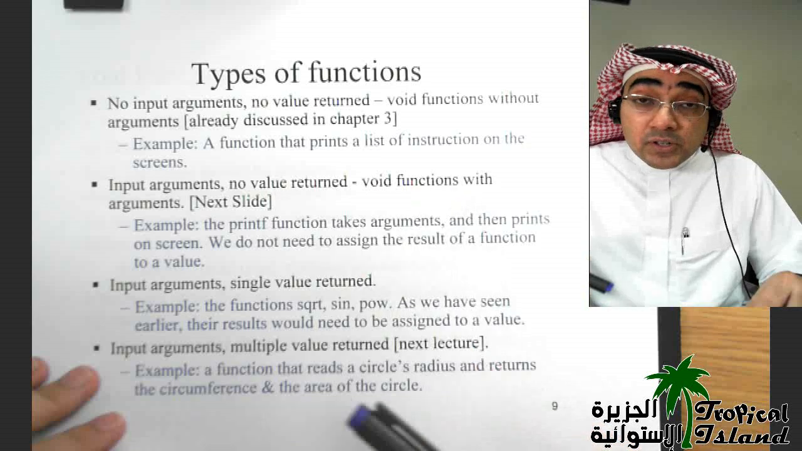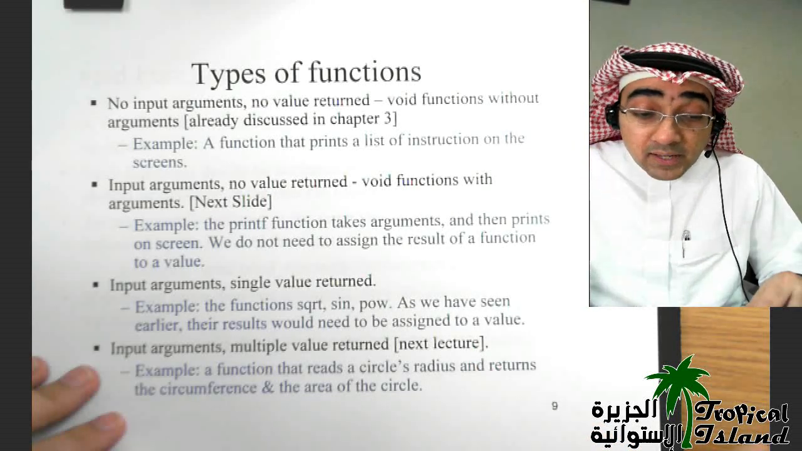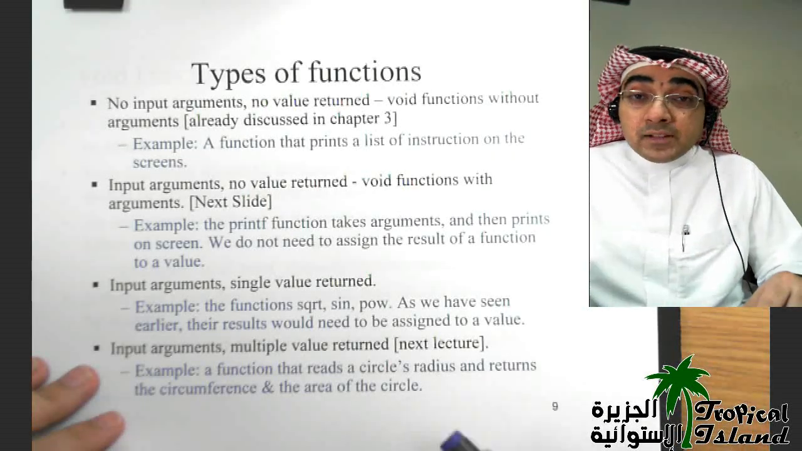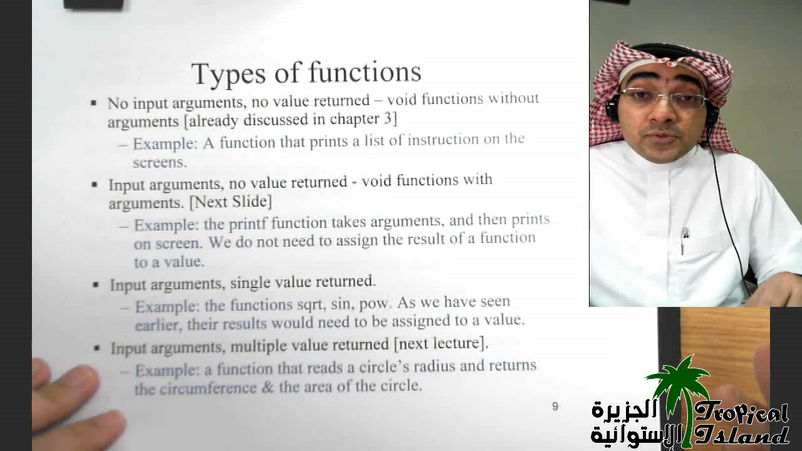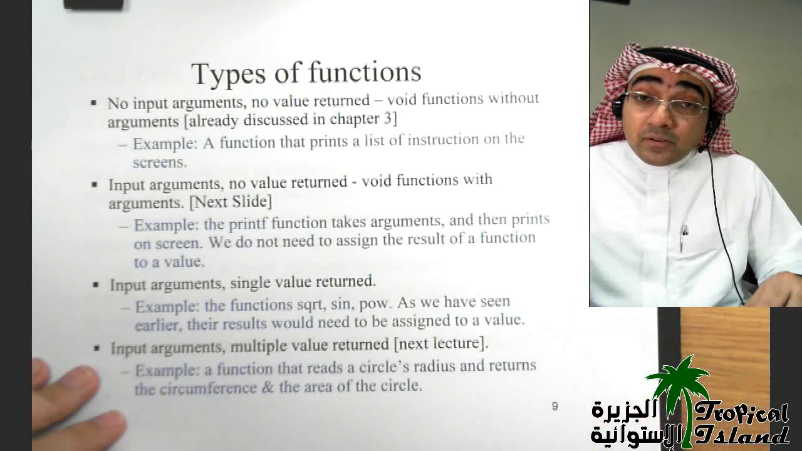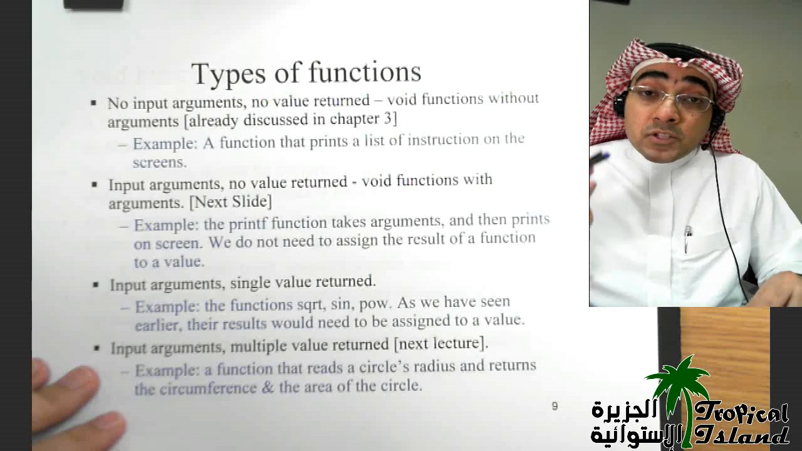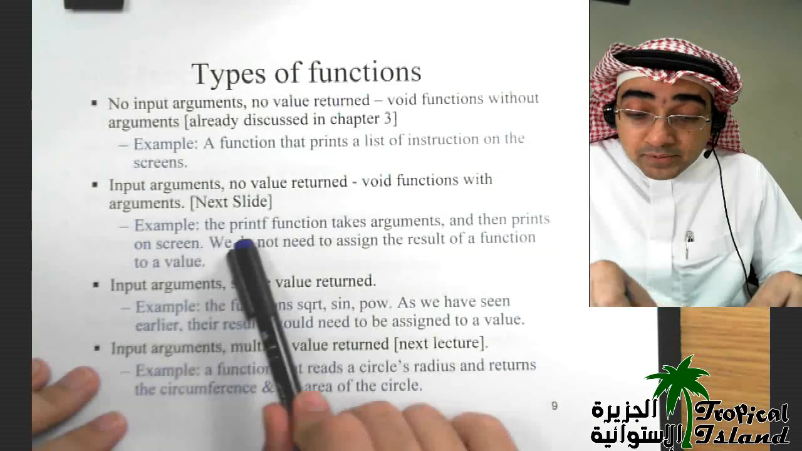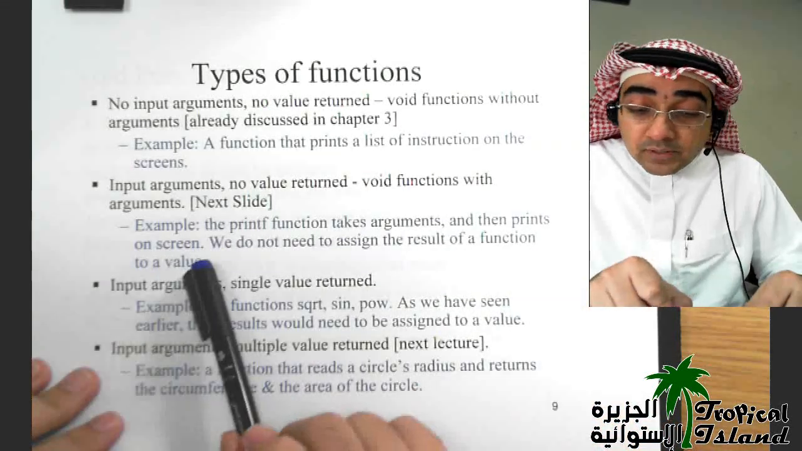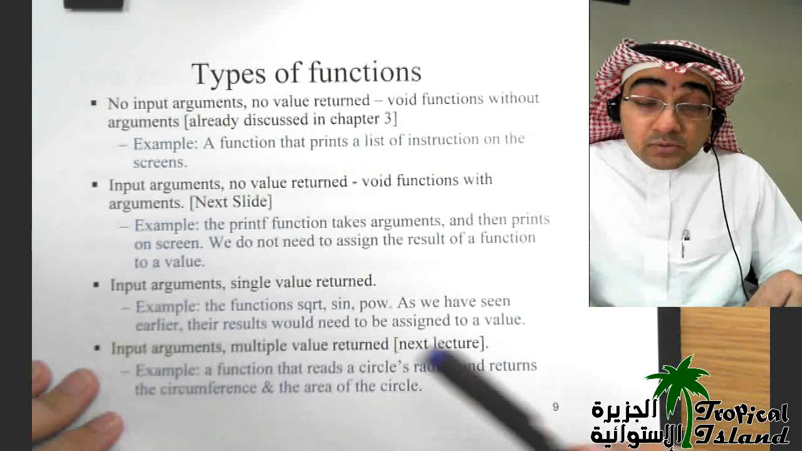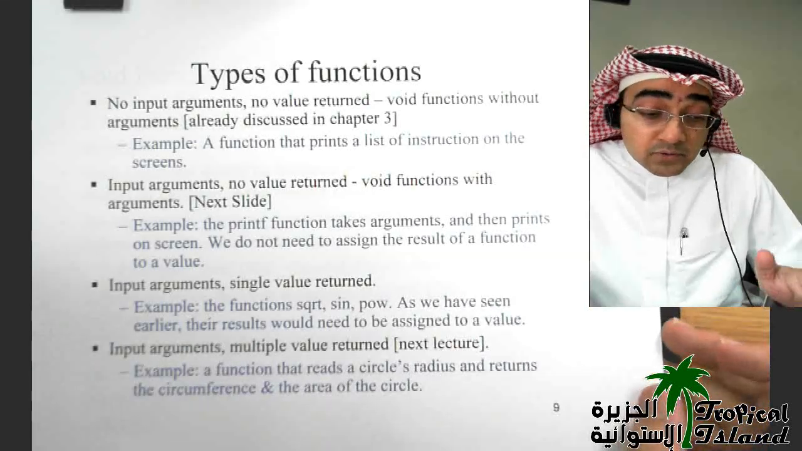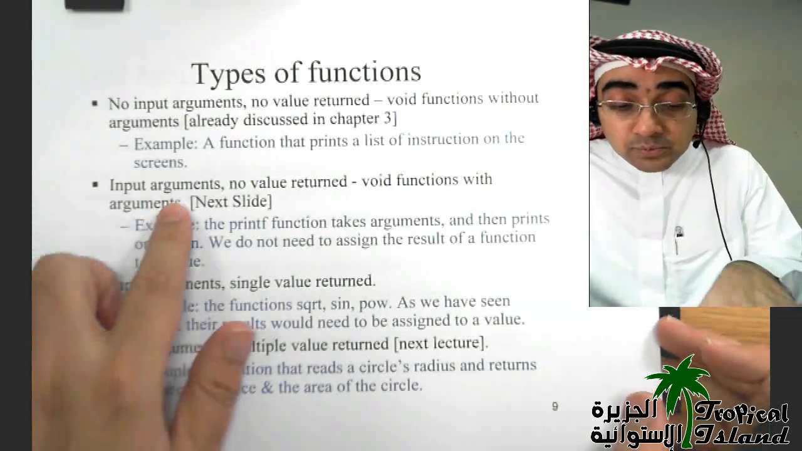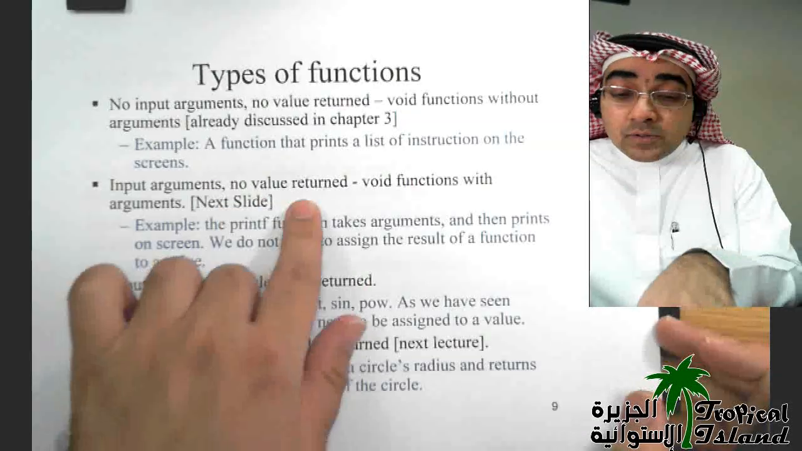There are functions that have input arguments and no return values, so a function that you can give input to and it doesn't return anything. An example is the printf function. You've been using it: you give it values and it prints them on the screen, but it returns no value to the program. The program, when calling printf, is not expecting anything back. We do not need to assign the result of printf to any value. It prints on the screen, and the user can see it and interact with it. So this is an example of input arguments with no return values.